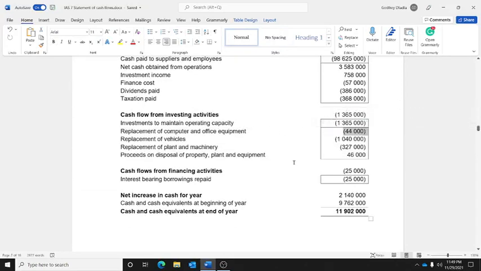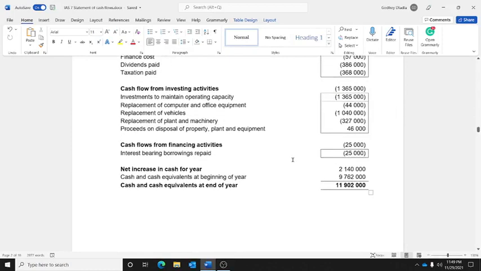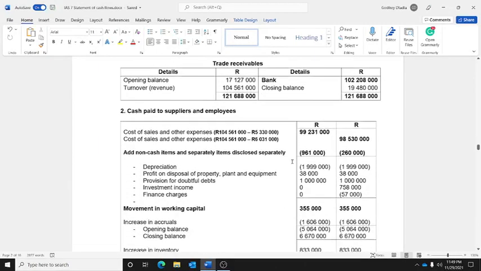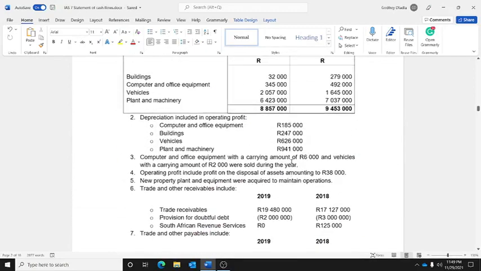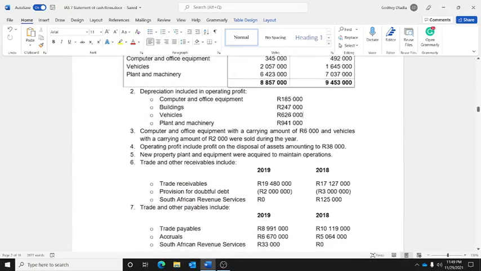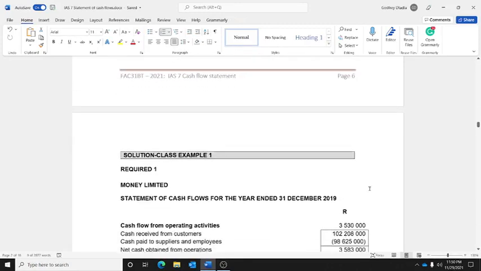Okay, then we go to vehicles, the replacement of vehicles. Again, you'll deal with the same process, let me show you. Here's the depreciation that deals with vehicles. Here is your opening and closing. Debit the opening, credit the closing, and then you've got your depreciation, and then you need to put the disposal of 2,000. Right, let's go.